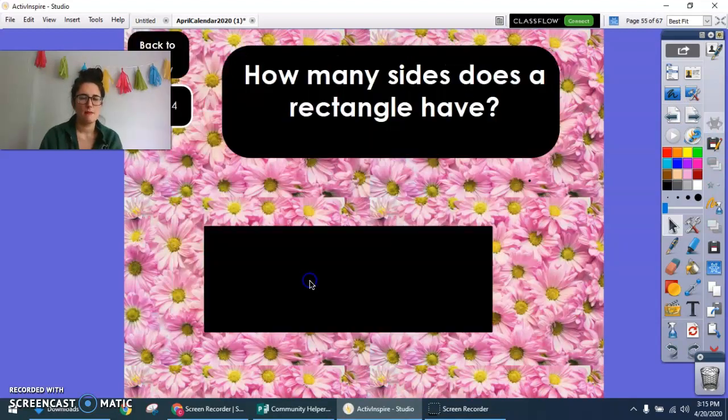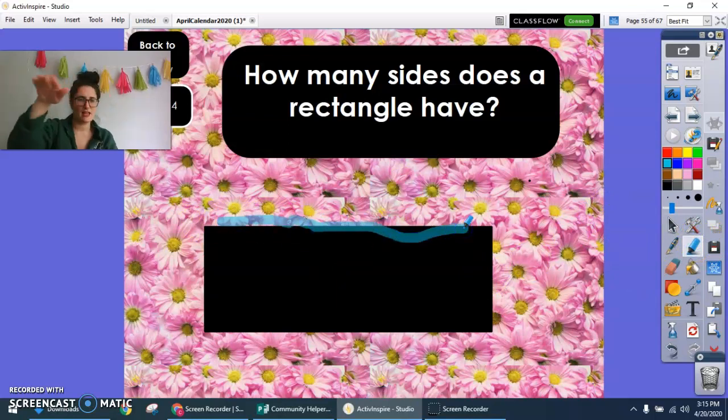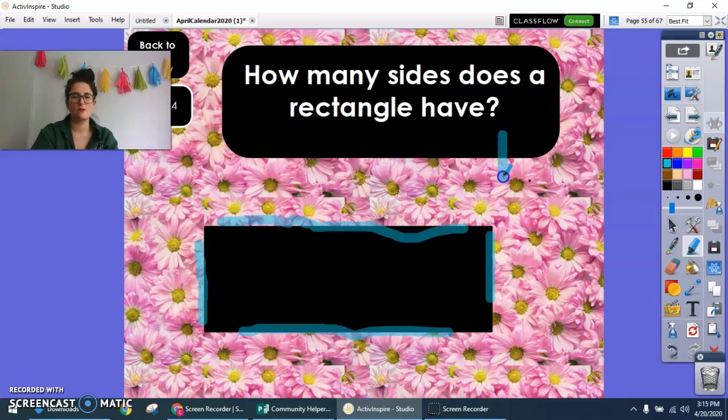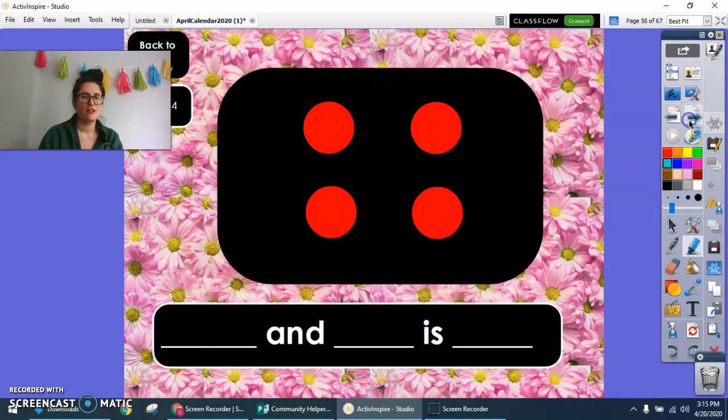So grab that pencil and piece of paper and tell me how many sides, flat sides, does a rectangle have? Good. Did you get it? Let's look. One side. This one's flat. Miss Frank's not very good at drawing straight lines, apparently. 2. That's better. 3. And 4. So a rectangle has 4 flat sides.